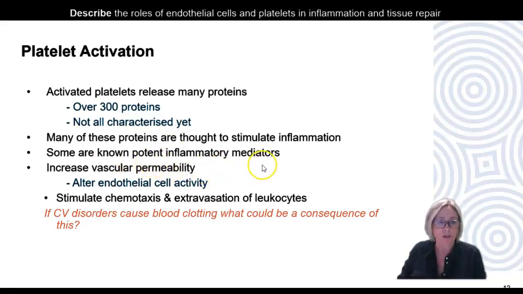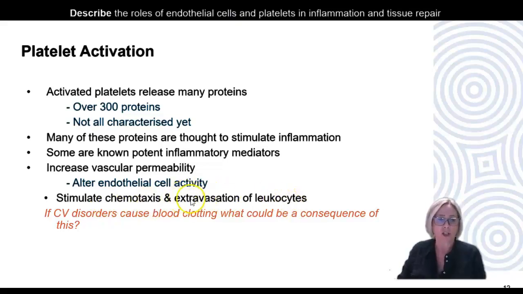Now, many of these proteins are thought to stimulate inflammation itself, and some are known potent inflammatory mediators. They can increase vascular permeability by altering endothelial cell activity, and therefore the vessels become leaky. These proteins can also stimulate chemotaxis and extravasation of leukocytes.